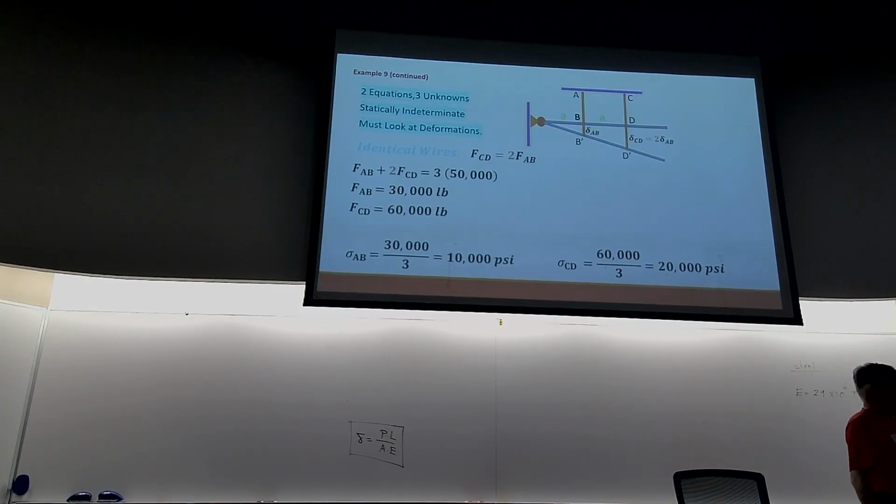The cross-sectional areas were given as 3 square inches. And sigmas are P over A, or force over area. So we have 10,000 PSI for AB and twice as much for CD. Questions about this problem?